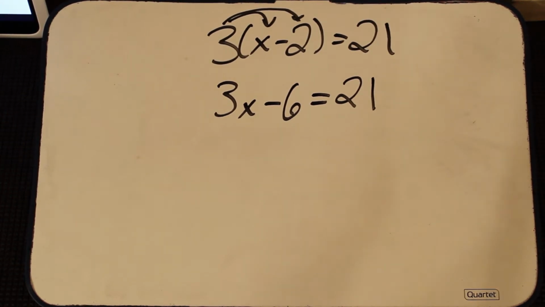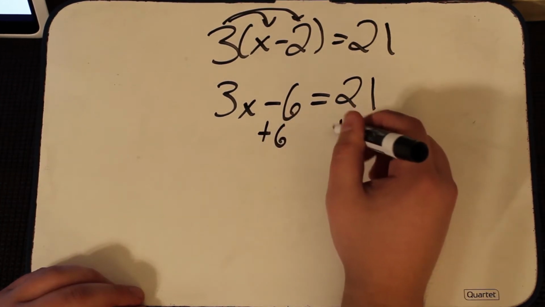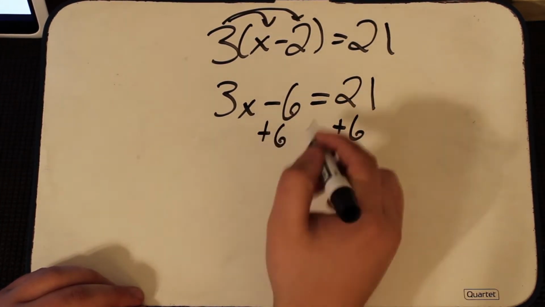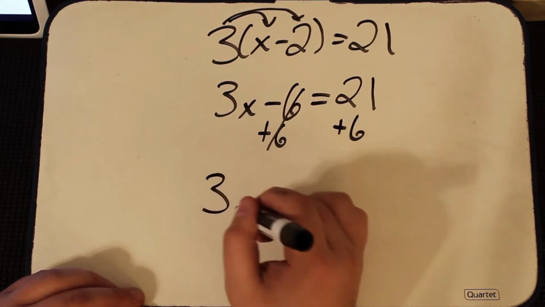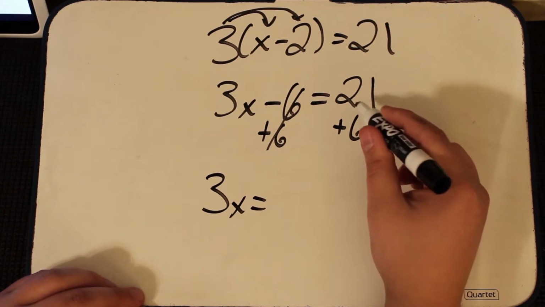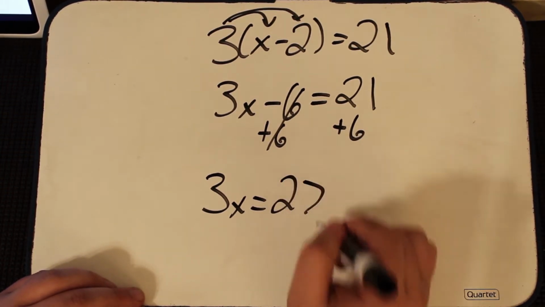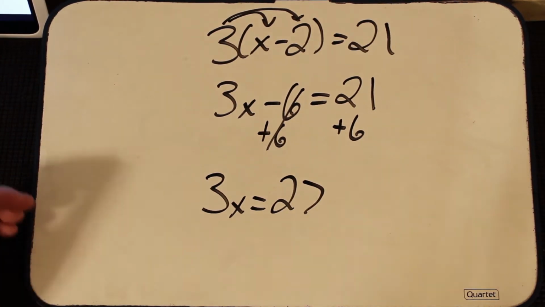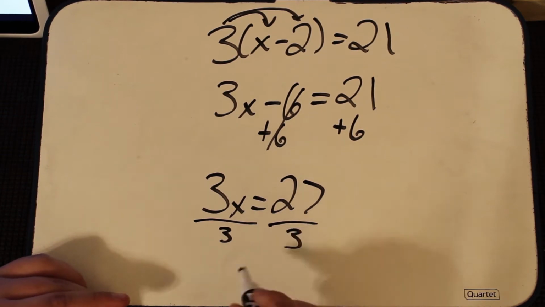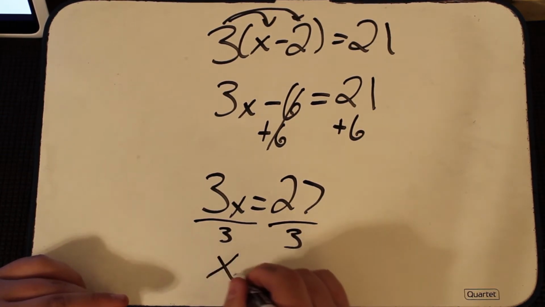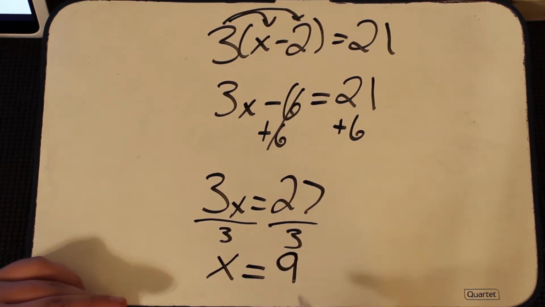So I will treat it the same way. I'm going to add 6 to both sides since I have a minus 6. When I do that, these cancel. I get 3x equals 21 plus 6, which is 27. Now I have one more step, which is divide by 3. So my final answer would be x equals 27 divided by 3, which is 9.